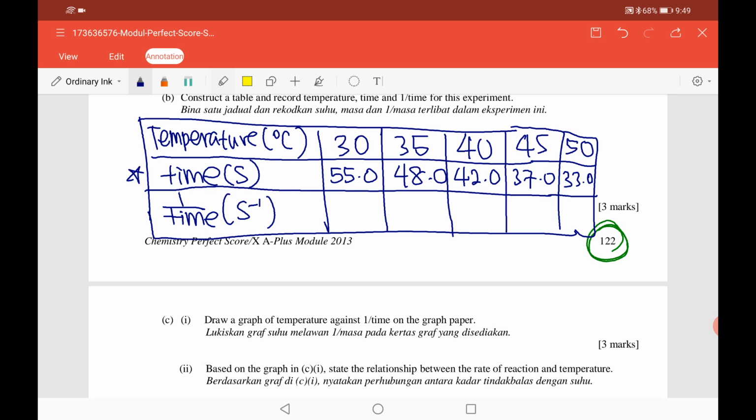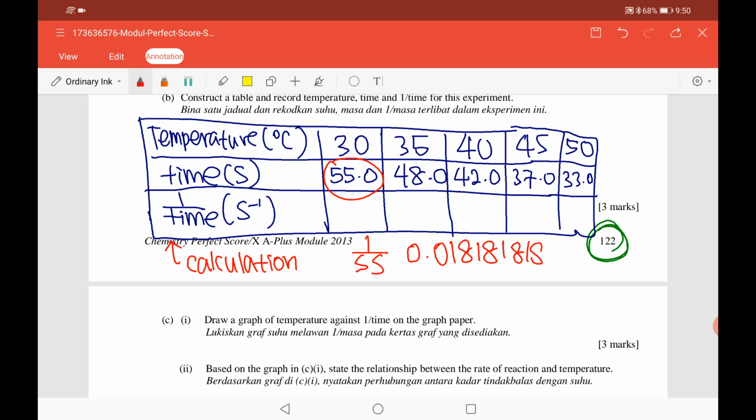So 1 over time, this part cannot be measured. This is a calculation. So you can try to key in this to your calculator. Everyone, you can try to key in this to your calculator. So if you take 1 over time, let's say the time is 55. If we take 1 divided by 55, you will see the answer is 0.0181818 and 18. So this is a long decimal.